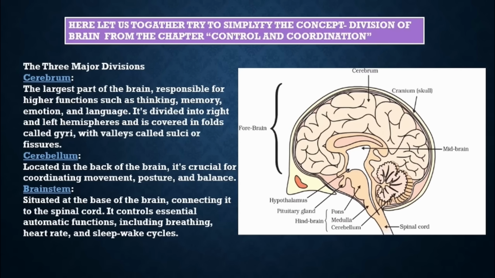So this is the bridge in between the brain and spinal cord, which controls essential automatic functions including breathing, heart rate, and sleep-wake cycles. So this is the most important organ in the nervous system of our body.